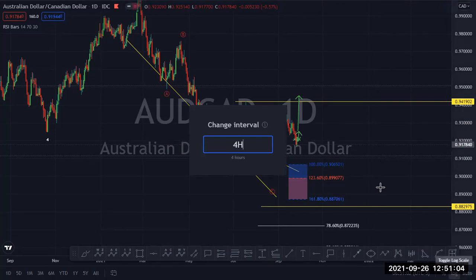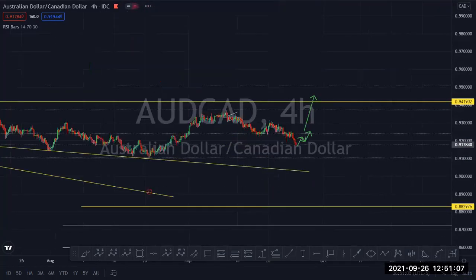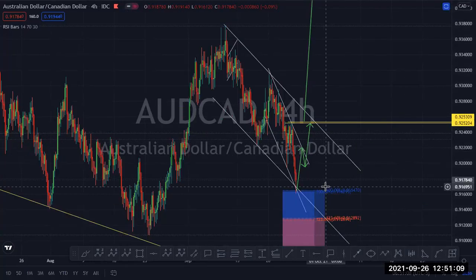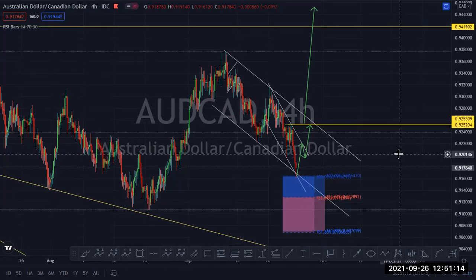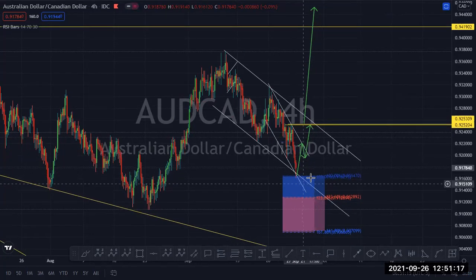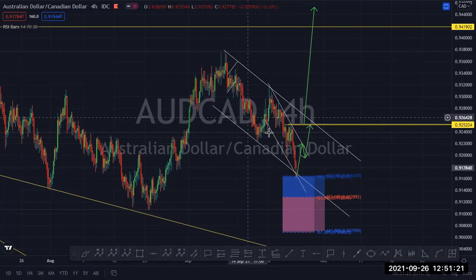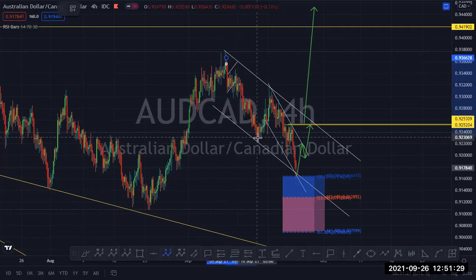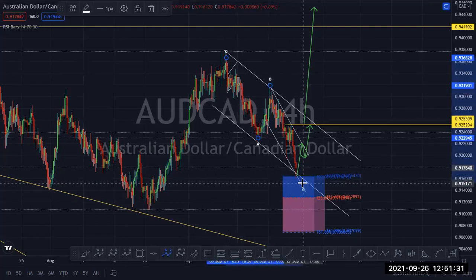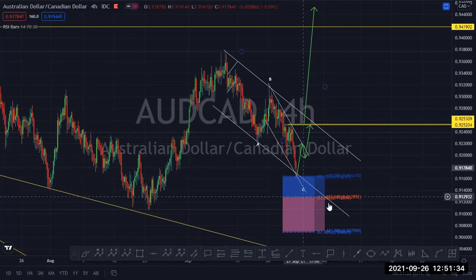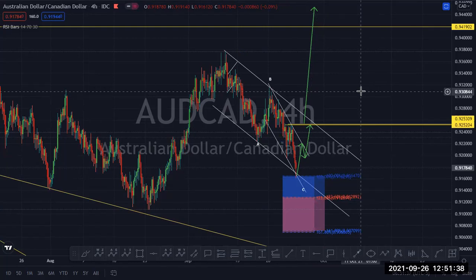On 4 hours, we have come to the level where we will enter a buy after this ABC. We have come to a buy level. So now we need to drop further or not. Who knows? Let's see 1 hour.